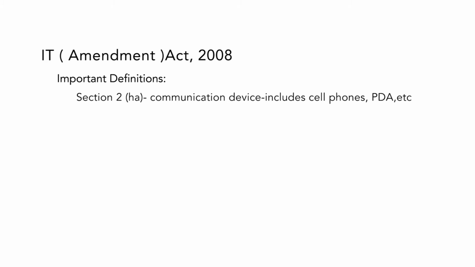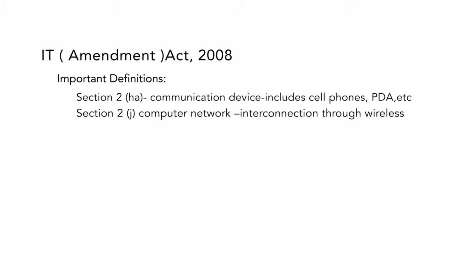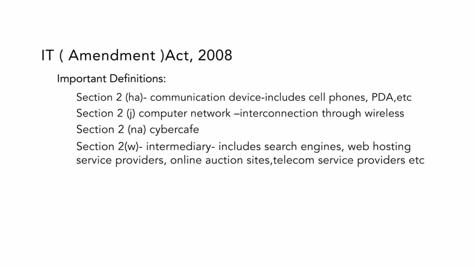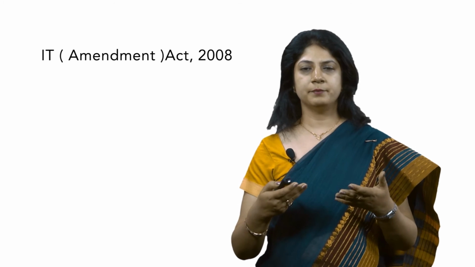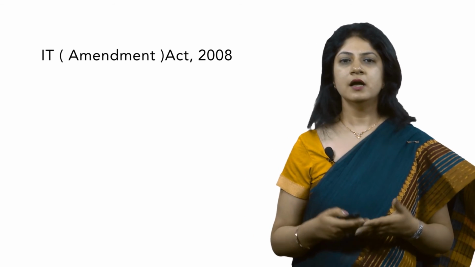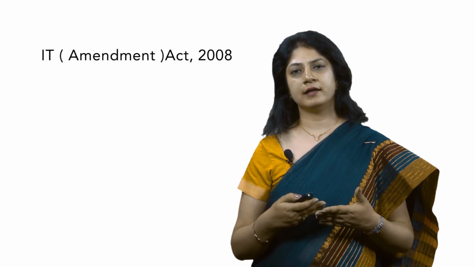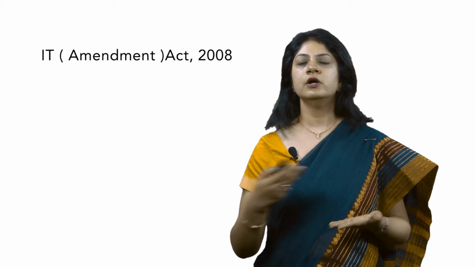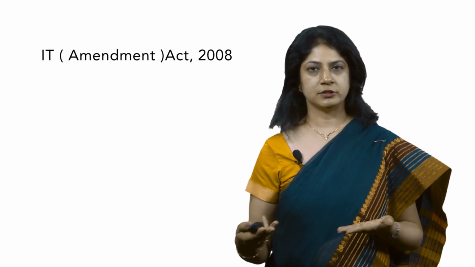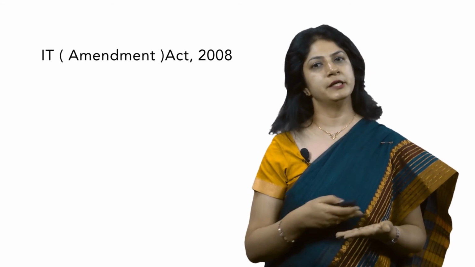And also it defines the computer network in a more comprehensive manner, and defines a cyber cafe and the intermediary. Who is an intermediary? Even auction sites or shopping mall sites, those sites which are like B2B platforms, B2C platforms, those sites which become a sort of a portal on which two different parties are communicating with each other, fall under the definition of an intermediary.